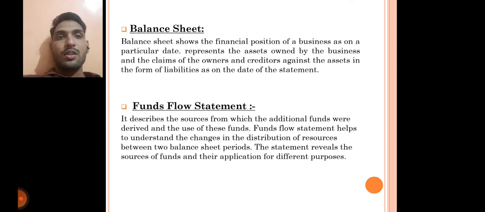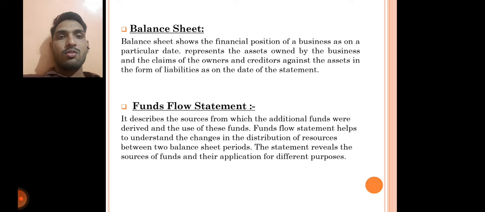So the second one is the balance sheet. The balance sheet shows the financial position of the business as on a particular date, representing the assets owned by the business and the claims of the owners or creditors against the assets in the form of liabilities as on the date of the statement.